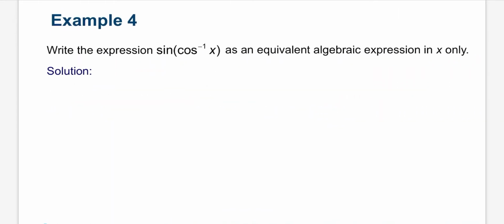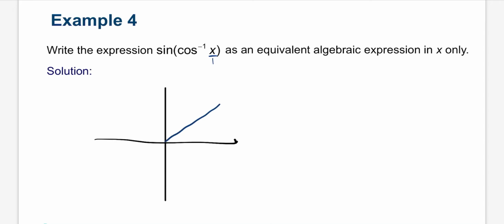For this problem, we want to work from the inside out as well. We can change this to be a ratio, x over 1. So let's draw this right triangle in the first quadrant, since it's x only.